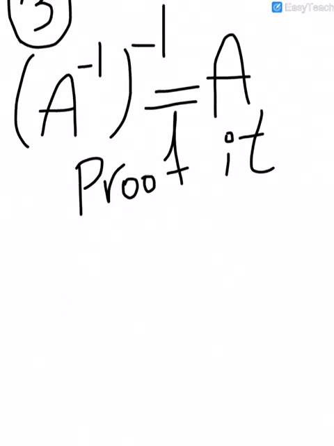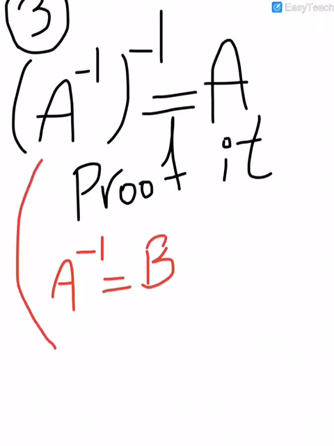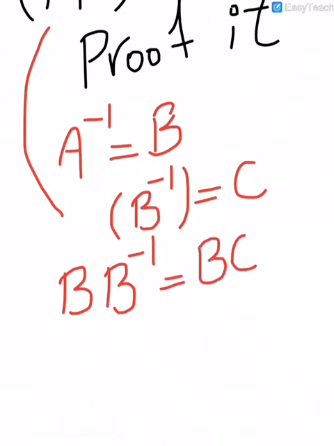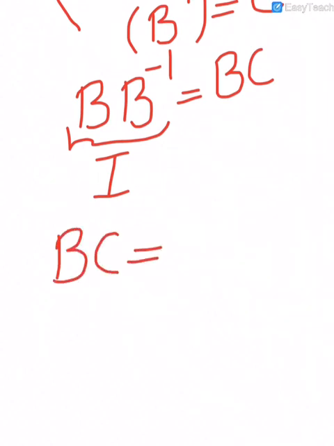I just want to show you very simple things here. Let's say A inverse is B, and then B inverse is equal to a matrix C. Now I multiply each side by B. So B times B inverse is equal to B times C. I know that B times B inverse is I, so now I know that B times C is equal to I.